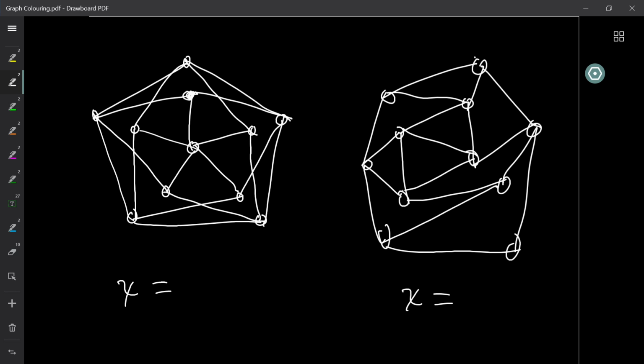Now this second example is quite interesting. So we will come to that a little later. So if you can, maybe not in today's class, but in another class, find a nice argument for the second graph to show the chromatic number, it would be nice.